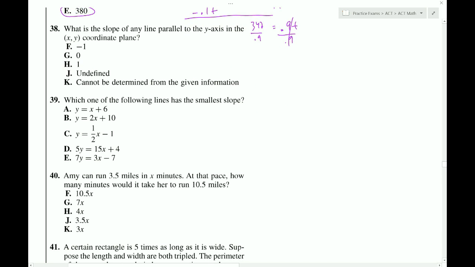What is the slope of any line parallel to the y-axis? So if we have something parallel to the y-axis, it might look like this. So at a certain x value, maybe this is x equals 6, in which case the slope is sort of infinity, right? Because you'd have to climb an infinite amount up to go any amount over. We call that undefined, right?